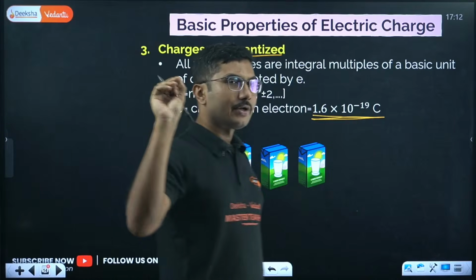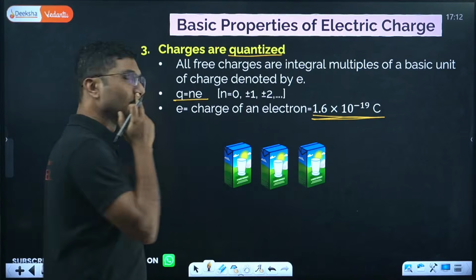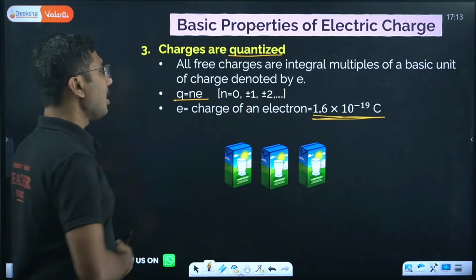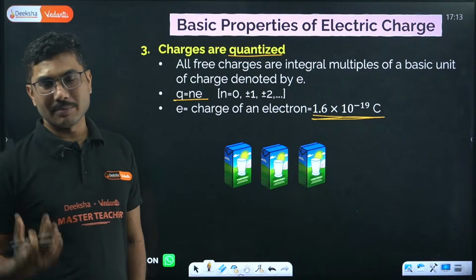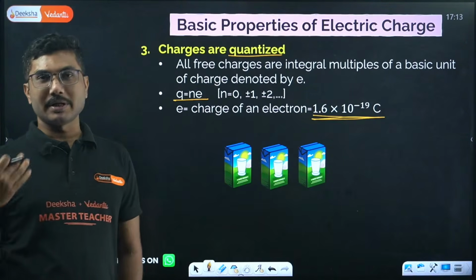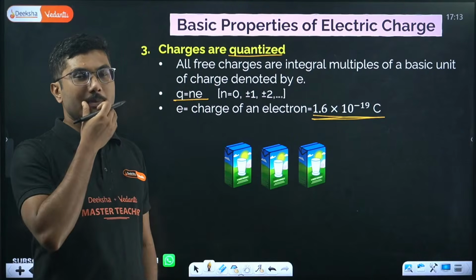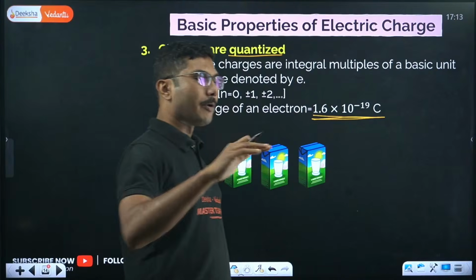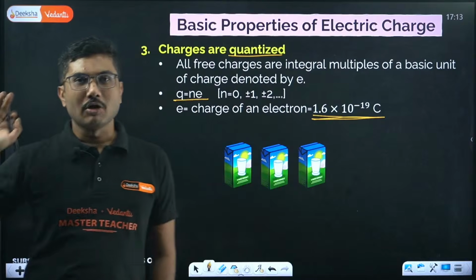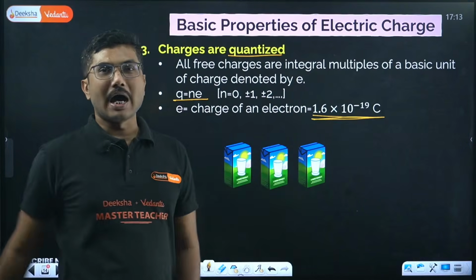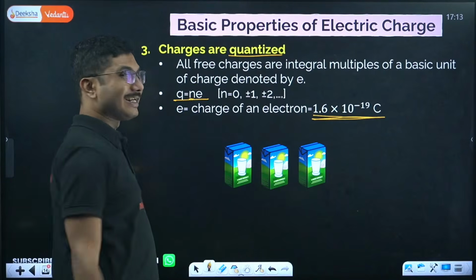So whenever you are considering the charge of an object, the charge of an object can be written as Q equals N into e, where N is an integer value. Integer means 0, plus minus 1, plus minus 2, plus minus 3, etc. Plus and minus both are possible, but values like 1.1, 2.5, 3.6 are not possible. A decimal number is not possible, only integer values are possible, and this N is an integer.